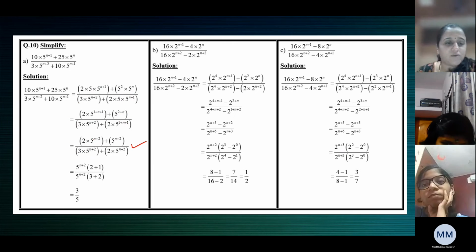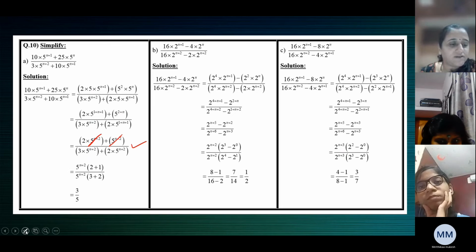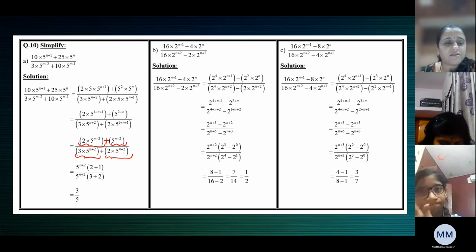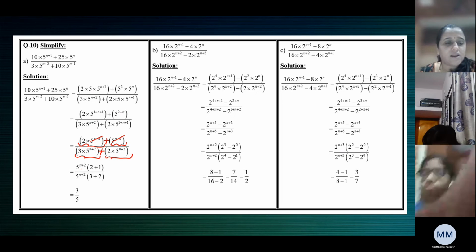Now what do you see? 5 to the power n plus 2 is common. This one is the first term. This is the second term connected by a plus sign. In the denominator, the first term and second term are also connected by a plus sign. So in the numerator, you can see 5 to the power n plus 2 is common between the two terms. Bring it out. Write out the common factor, 5 to the power n plus 2.